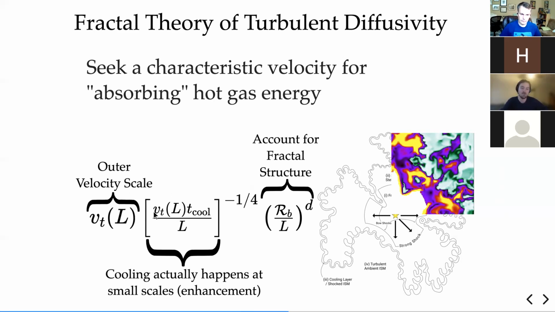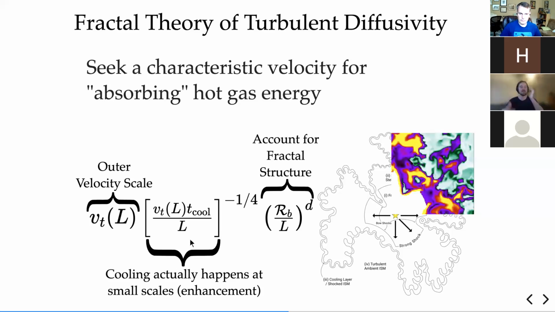These two terms are accounting for that cascade and setting that scale based on the cooling time. This is the outer velocity scale, which you can measure in the simulations, and you need something to account for how that cascade happens. That depends on the structure function of the velocity, and it turns out also on some parts of the fractal structure. That's what this term is saying, and what it ends up being is an enhancement on this velocity.